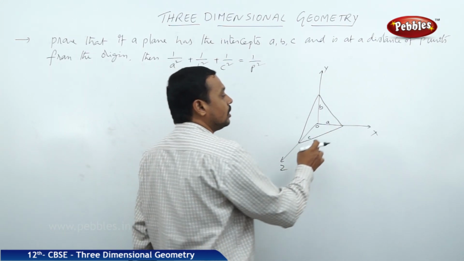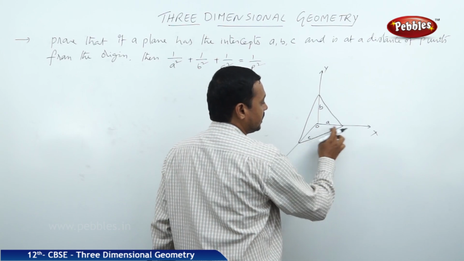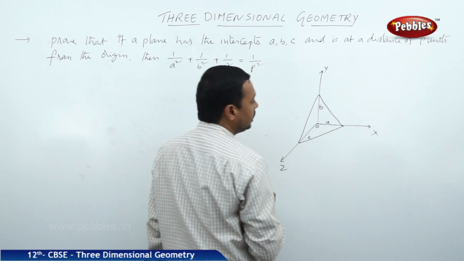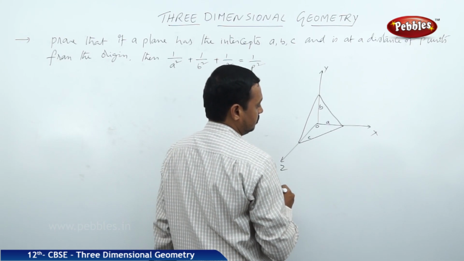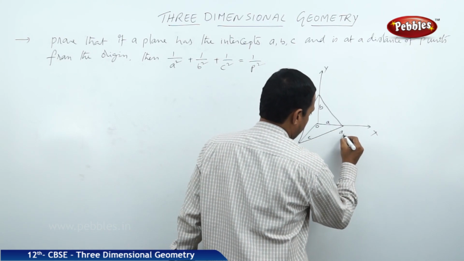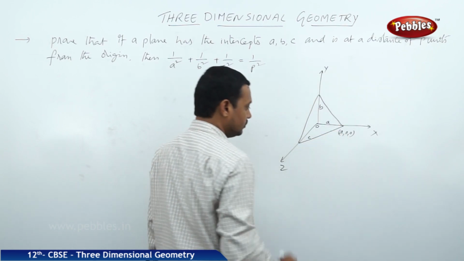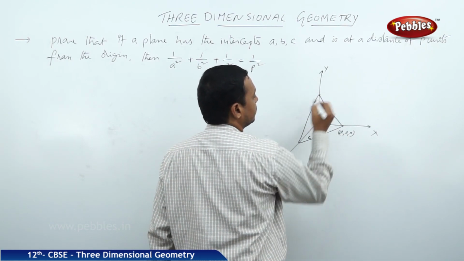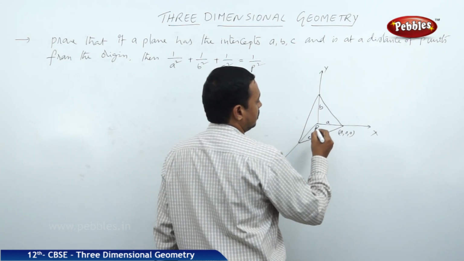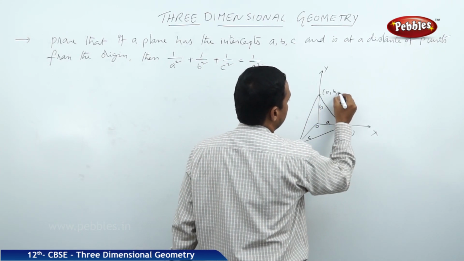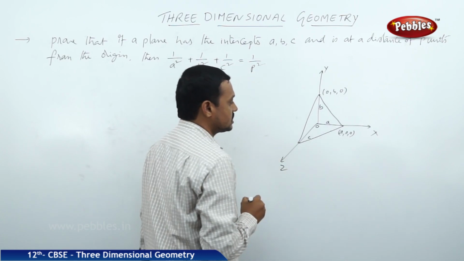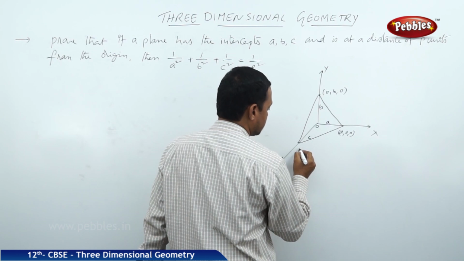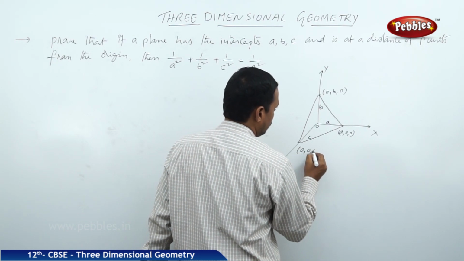You know, the x-intercept is a units. Hence, the point of intersection on the x-axis is (a, 0, 0). Now the plane cuts the y-axis at b units distance. That means it is (0, b, 0). Since the intercept on the z-axis is c, the point on the z-axis is (0, 0, c).